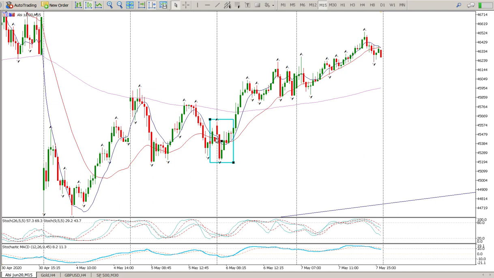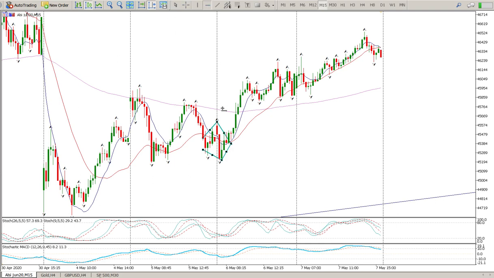Okay, so this area here, because what that was, a diamond formation here. Okay, so that's a consolidation pattern. Happened over 2 days, but that's still a consolidation pattern.